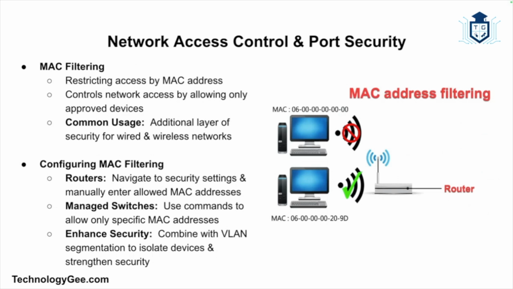Next is MAC filtering. MAC filtering restricts network access to specific devices based on their MAC addresses. To configure MAC filtering on routers, you want to navigate to the security settings and manually enter the allowed MAC addresses. You want to use commands on managed switches to allow only specific MAC addresses. Then you want to combine with VLAN segmentation to further enhance security.